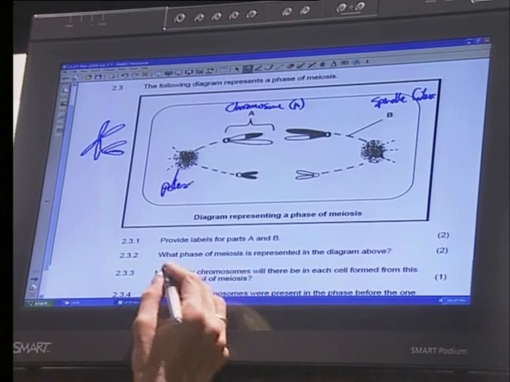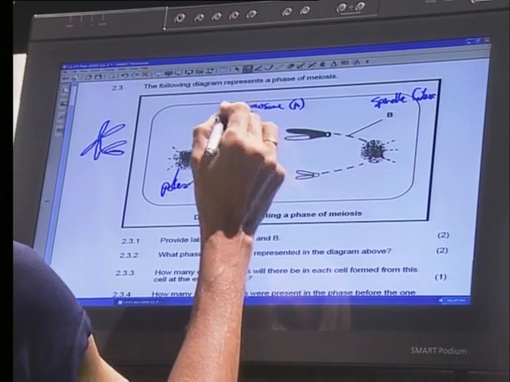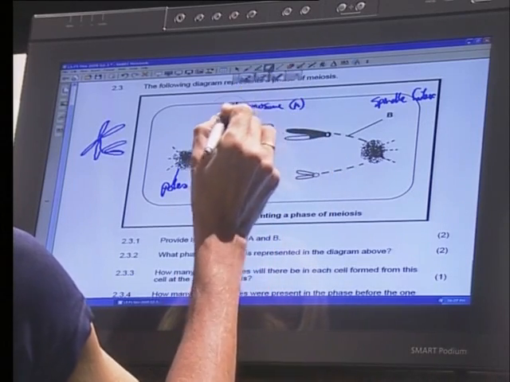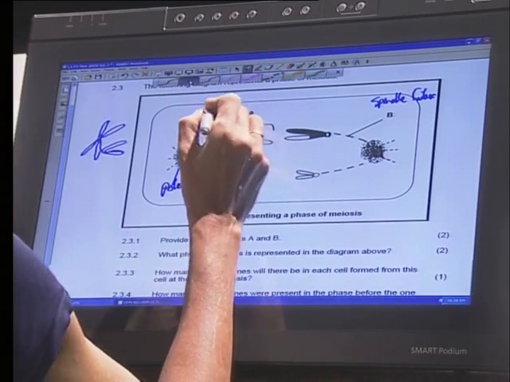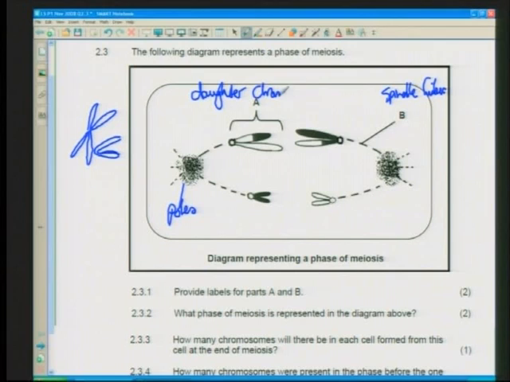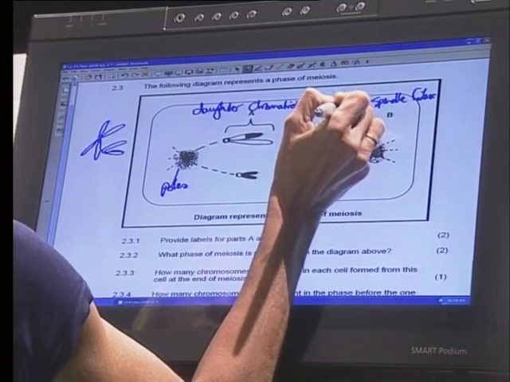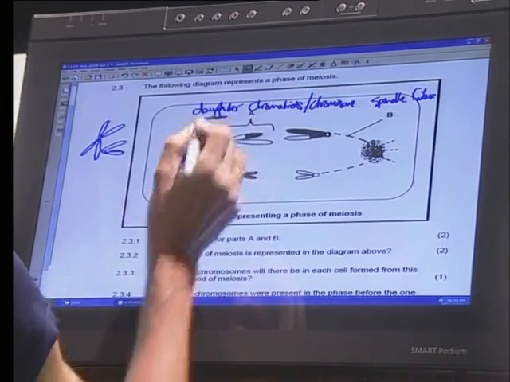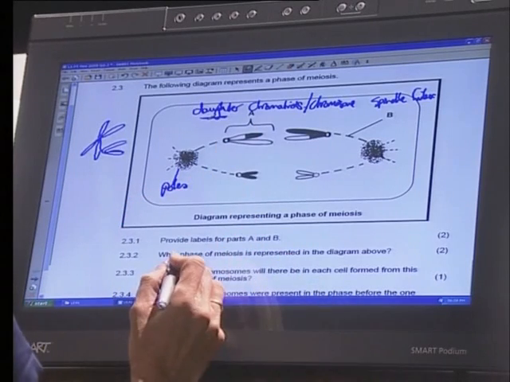Then it says, so this will be your chromatids. It's a chromosome, but they're haploid, so it's got to be chromatids. So we're going to put here our daughter chromatids. That's what you're going to find there. Or your daughter chromosome you can put. But it's the daughter chromosome that's important. Daughter chromatids, daughter chromosome. So that's A and B.